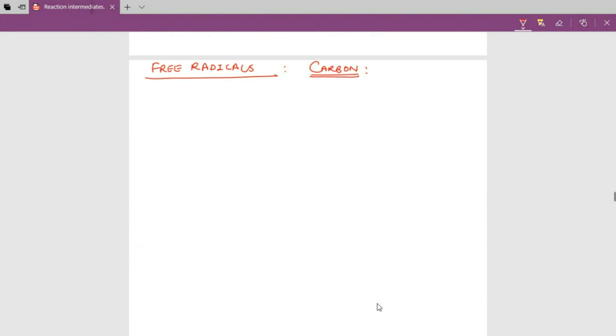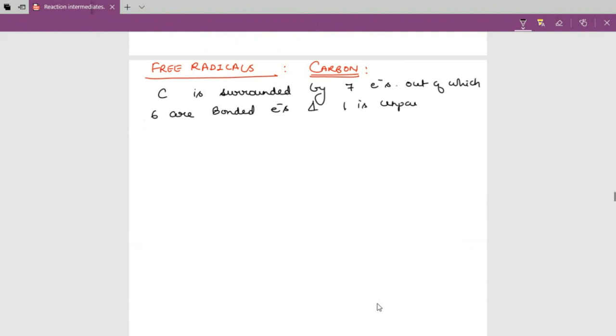Once defined, if I use the word free radical later, please refer to only carbon free radicals. Now, in case of carbon free radicals, I can say that the carbon is surrounded by 7 electrons, out of which 6 are bonded electrons and 1 is an unpaired electron. Okay, so the general representation is like this.